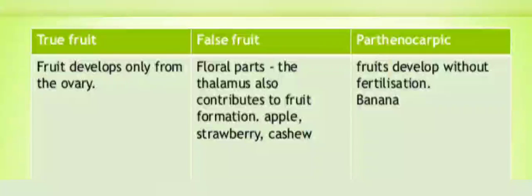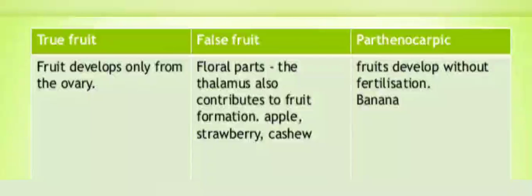If you categorize the fruit, we can divide them into three main categories: true fruits, false fruits, and parthenocarpic fruit. True fruits develop directly from the ovary, and in false fruit, the swollen part is not ovary, it is thalamus, and parthenocarpic fruits are the seedless fruits.